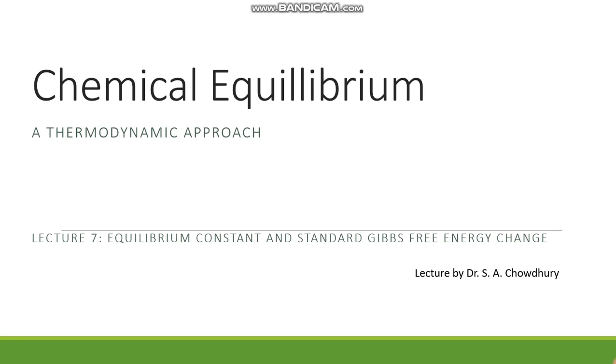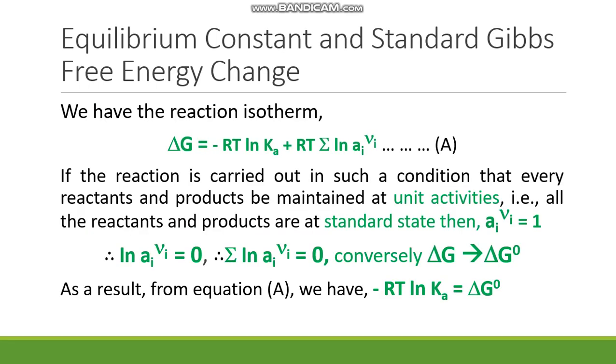Hello everyone. In the 7th lecture of chemical equilibrium, a thermodynamic approach, our topic of discussion is equilibrium constant and standard Gibbs free energy change. So we have the reaction isotherm: delta G equals minus RT ln Ka plus RT summation ln ai to the power nu i, in terms of activity, which is equation A from our previous lectures.